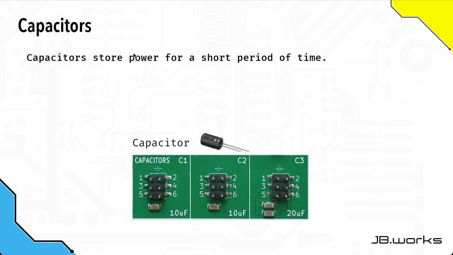A capacitor lets you store power for a short period of time. On the JackBord BASIC top, there are 3 of them, C1, C2, and C3. They are respectively 10 microfarads, 10 microfarads, and 20 microfarads. Essentially, the 20 microfarad capacitor here will store twice the amount of power as the 10 microfarad capacitors. So capacitors let you store some power for a short period of time.